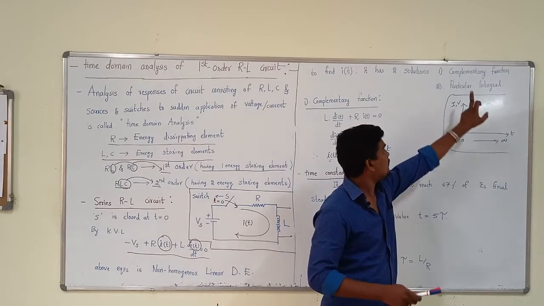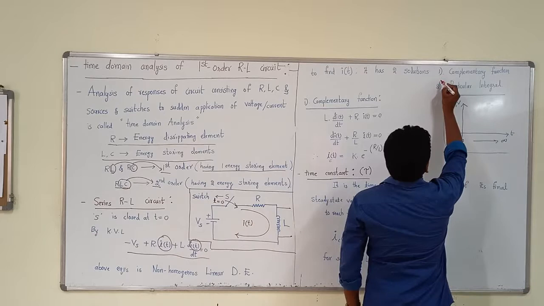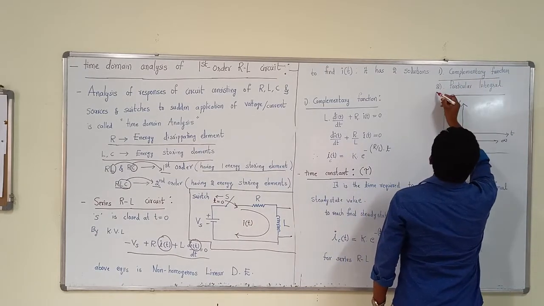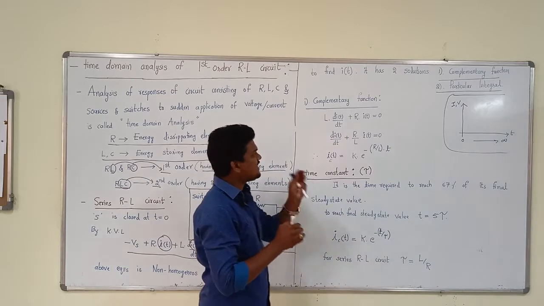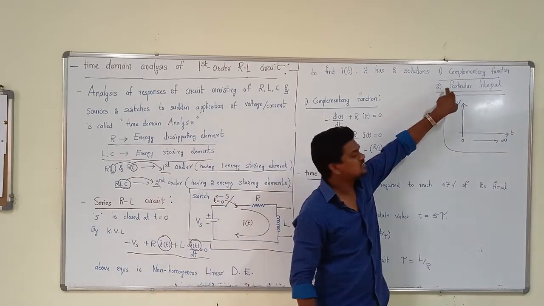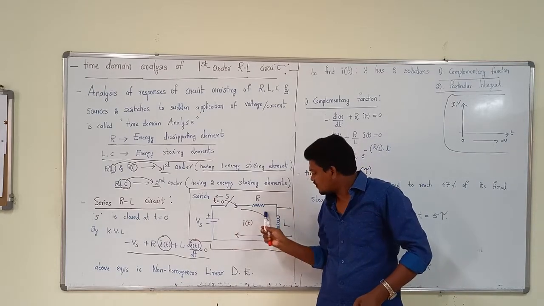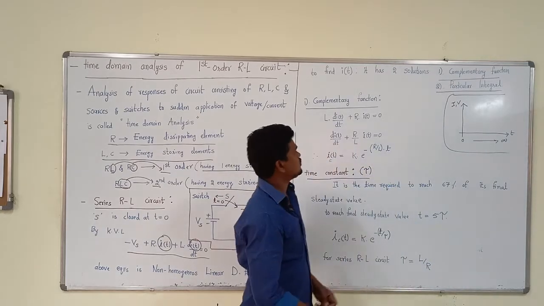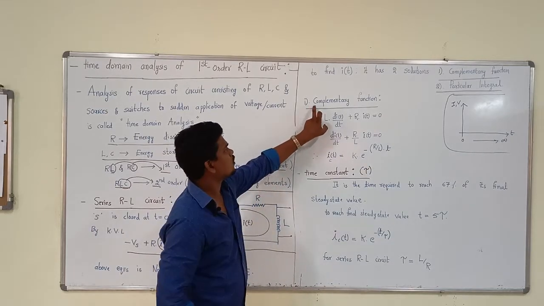One is the complementary function, and the other one is the particular integral. By finding these two things, our solution will be completed, that means we will find our required current. This is regarding the mathematics. So, first, the complementary function.